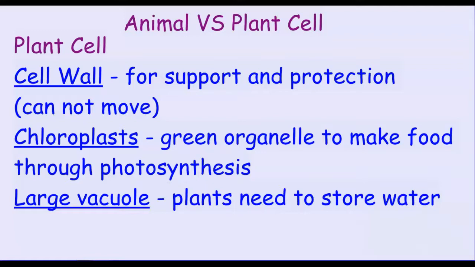This gives the cell support and protection, but the drawback is it's rigid and they can't move. Plants aren't very flexible. Chloroplasts are literally green organelles within a cell that can make food for the plant. Photosynthesis uses carbon dioxide and water and sunlight and turns that into sugar. The photosynthesis occurs in the chloroplasts. Plant cells need large vacuoles, basically a water bottle within each cell. Why? Because plant cells can't move, so storing water becomes very important.